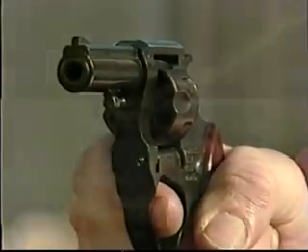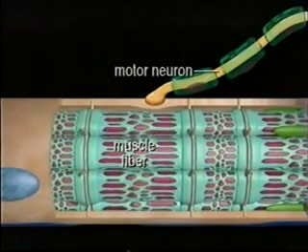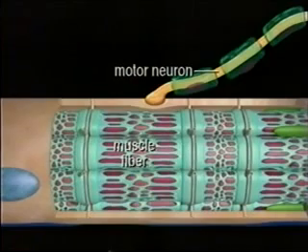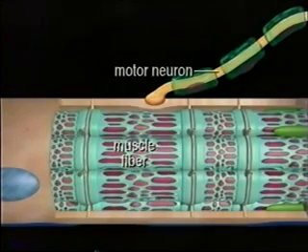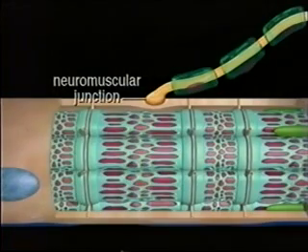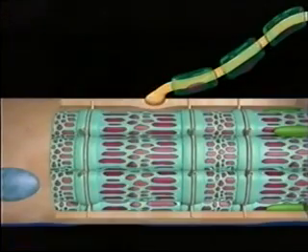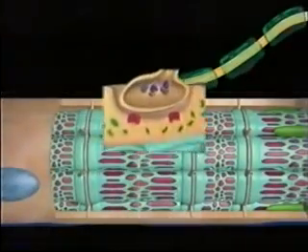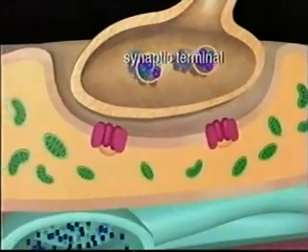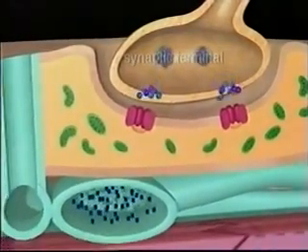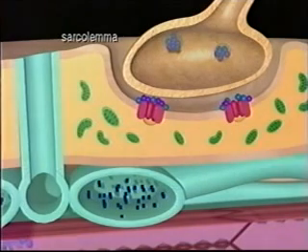But how does this trigger work in muscle tissue? A motor neuron and the muscle fibers it activates are called a motor unit. In a motor unit, the neuron communicates with muscle fibers at neuromuscular junctions. When an action potential reaches the synaptic terminal at a neuromuscular junction, a chemical signal is released. The chemical diffuses to the sarcolemma of the muscle fiber and changes the permeability of the sarcolemma to sodium ions.